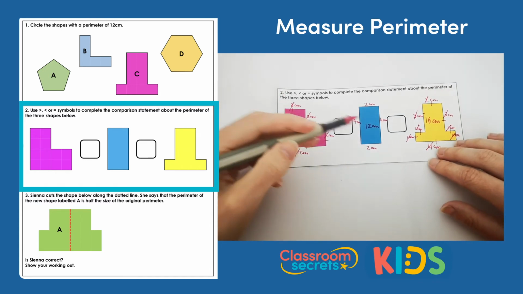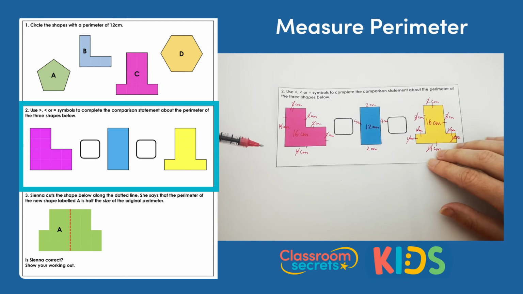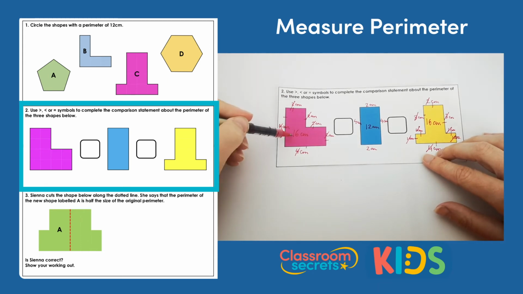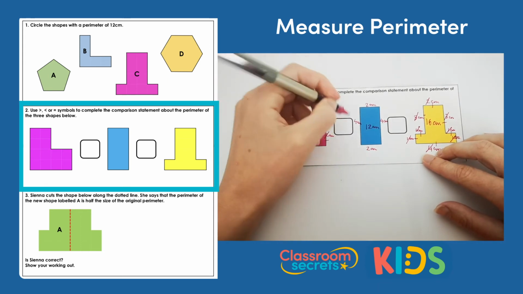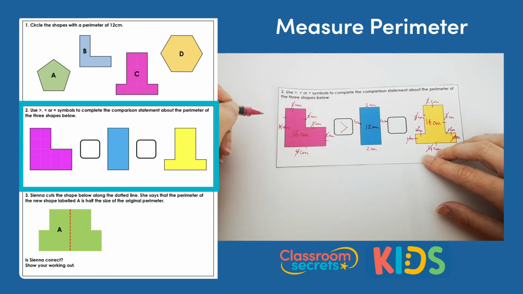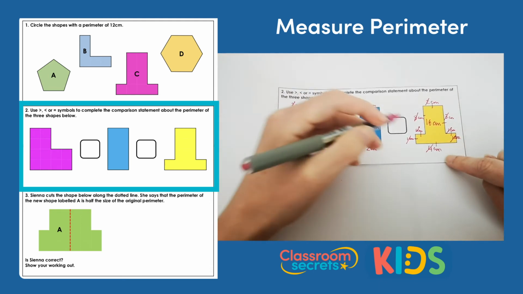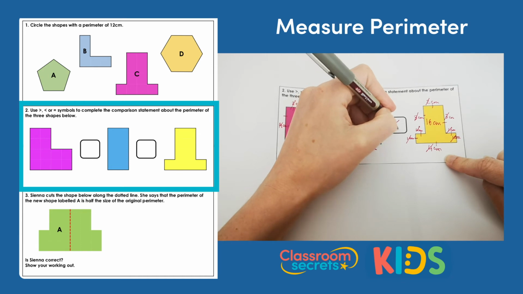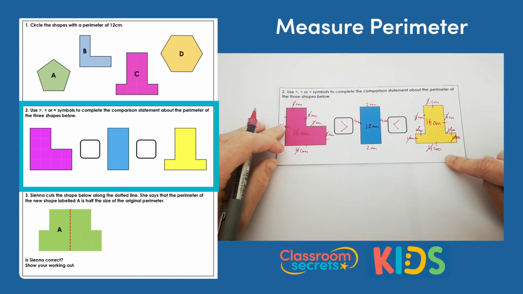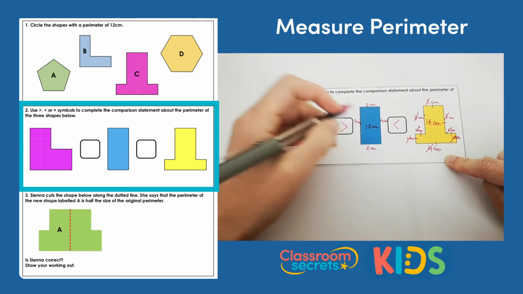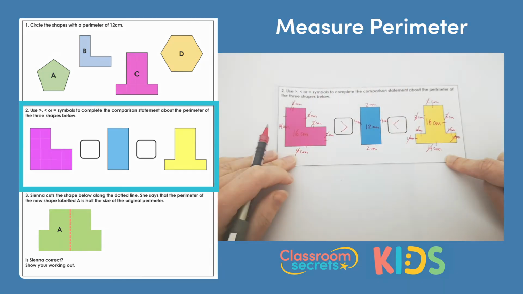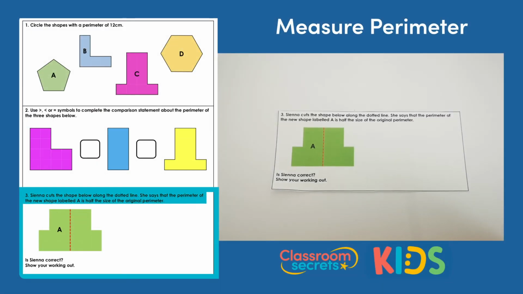So now, because we know the perimeter of each of the shapes, we can use the comparison symbols to compare the 3 perimeters. So I know that 16 is more than 12, so I'm going to pop that in there. And the same on the other side. I know that 16 is more than 12, so I'm going to pop that symbol there, because 12 is less than 16.